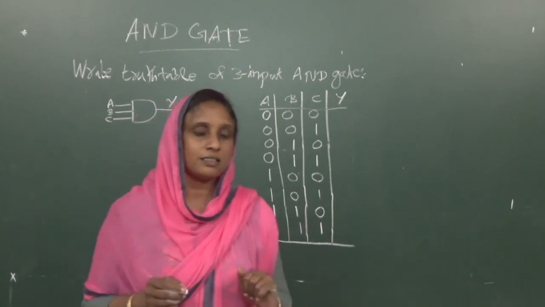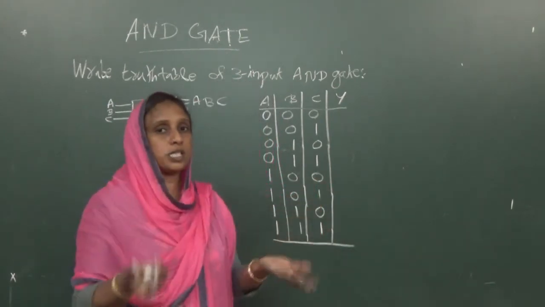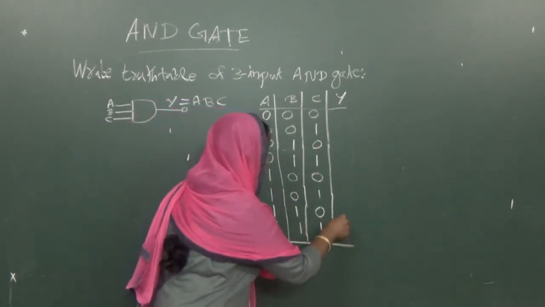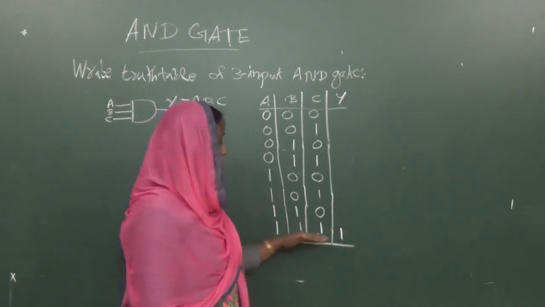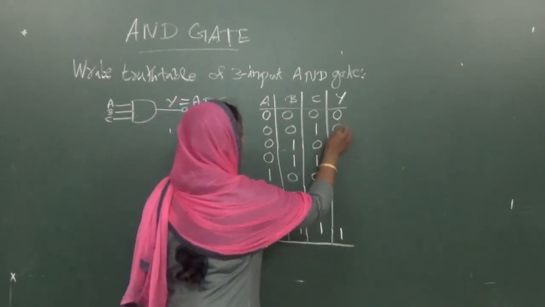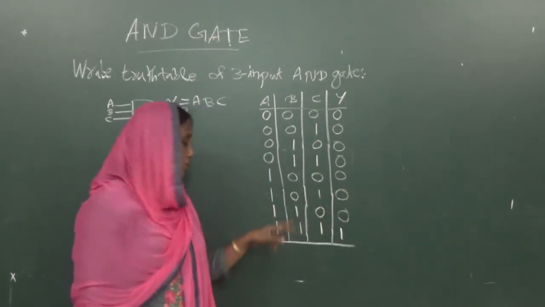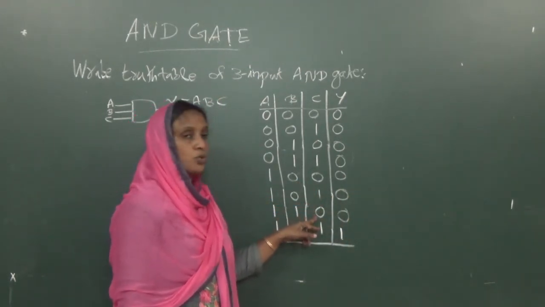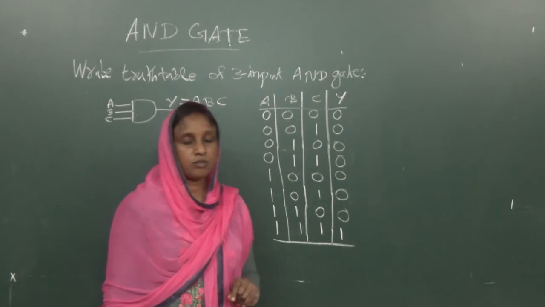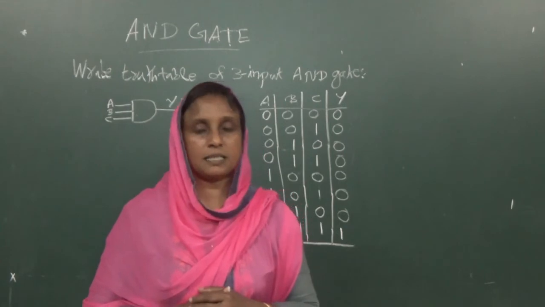We already learned that for the AND gate, the output is high only when all inputs are high. So in this 3 input case also, you have output high only for the last case, in which all the 3 inputs are high. In all other cases you get 0. So 1 and 0 gives you 0, and 1 and 1 gives you 1. This is the truth table corresponding to the 3 input AND gate.